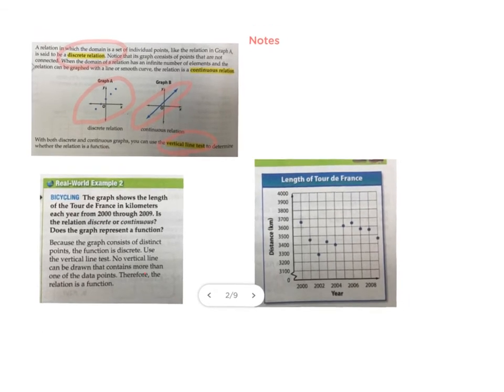So the first thing we have is the graph shows the length of the Tour de France in kilometers from 2000 to 2009. We want to know if it's discrete or continuous. Well, it stops at a certain point, and it's just dots. So this is a discrete relation. So that answers our first question.